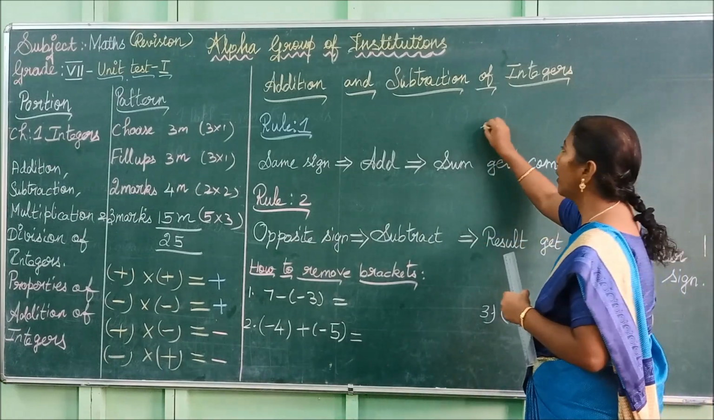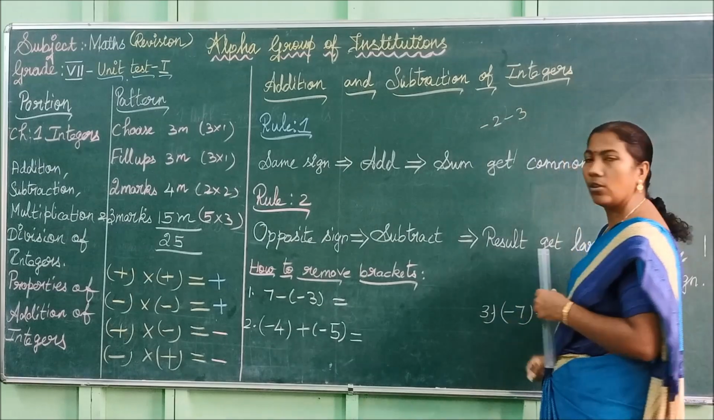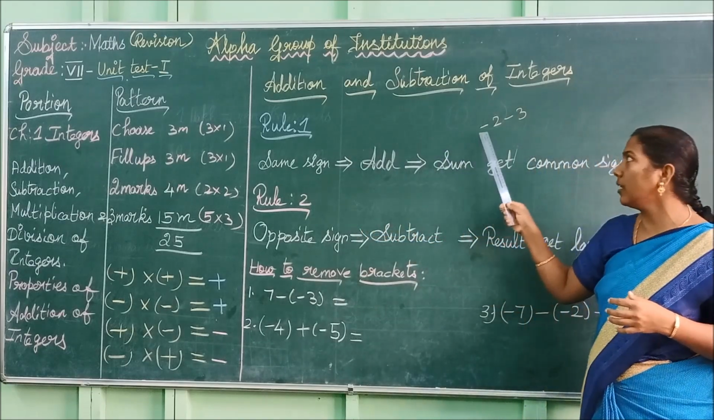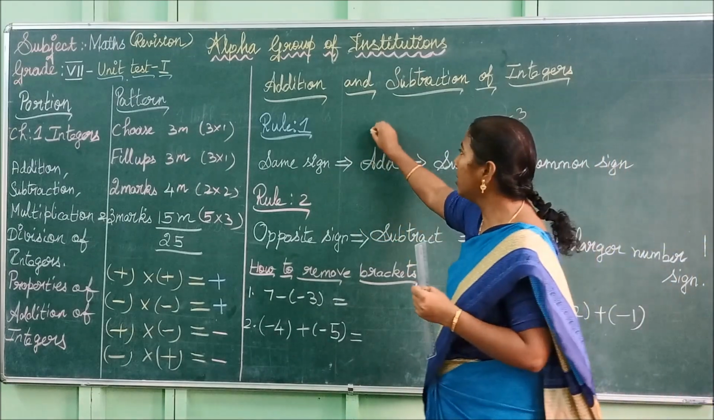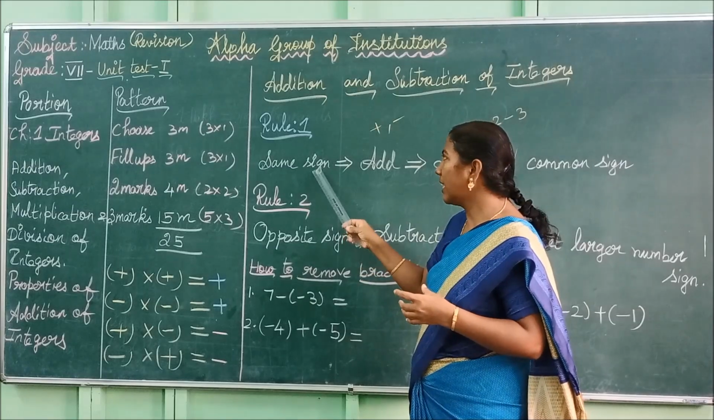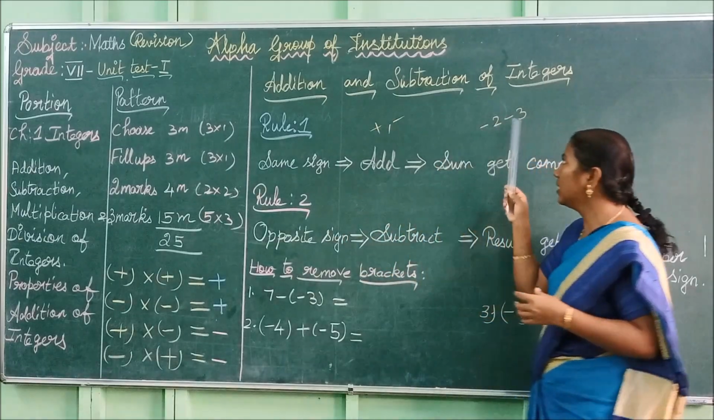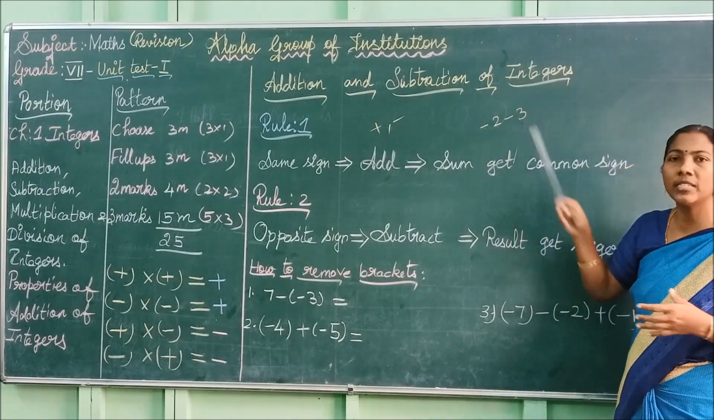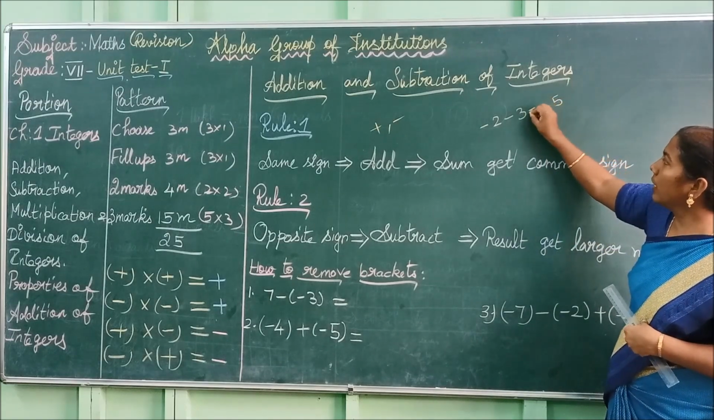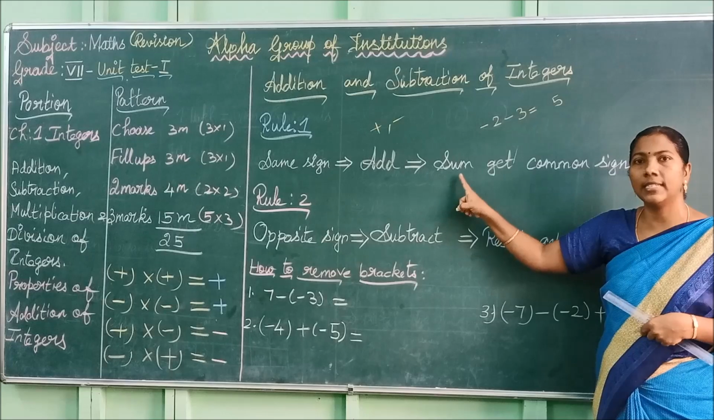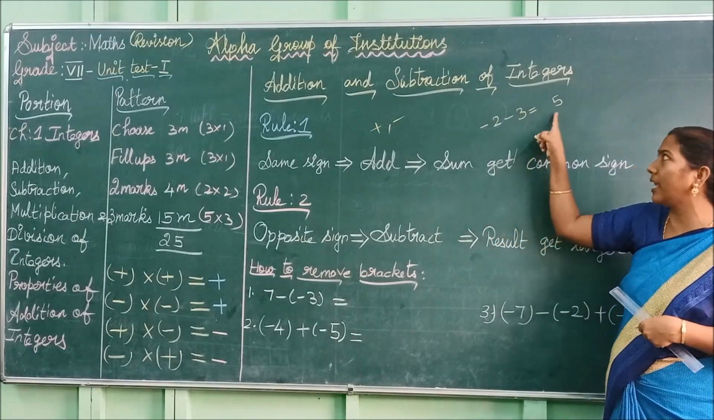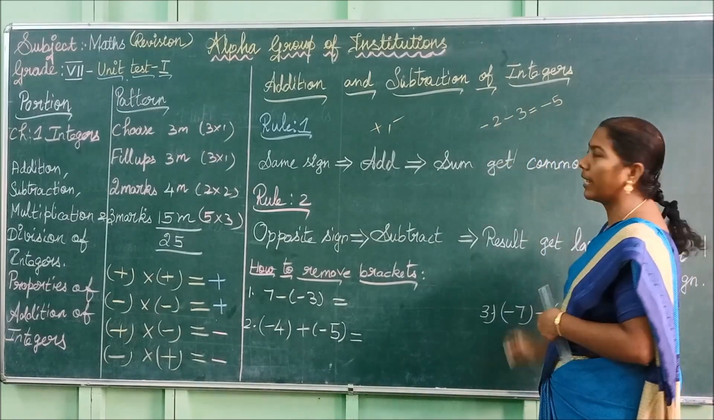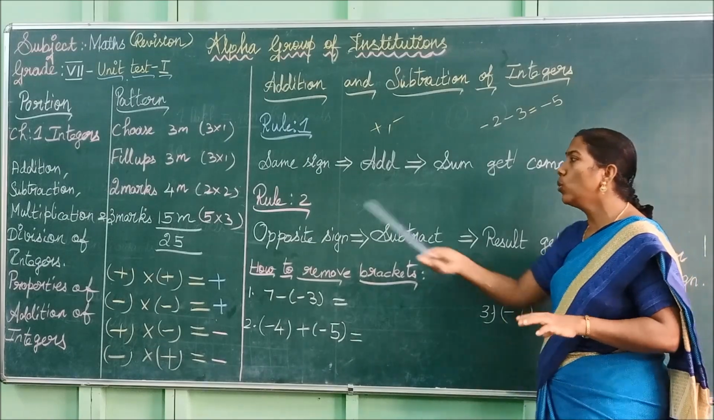For example, if you have the two integers minus 2, minus 3, these are the given integers. They are in the same sign. What is the sign? Minus, minus. Sign means here plus and minus only. See here, both the integers have the same sign. So according to rule 1, you have to add the values: 2 plus 3. What is your answer? 5. So according to rule 1, you get one answer. We call the answer a sum because we are adding. This sum gets the common sign. What is the common sign here? Minus. So you get the answer minus 5. Do you understand, children?